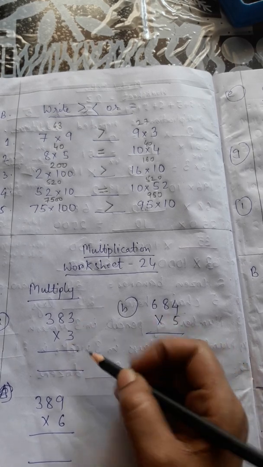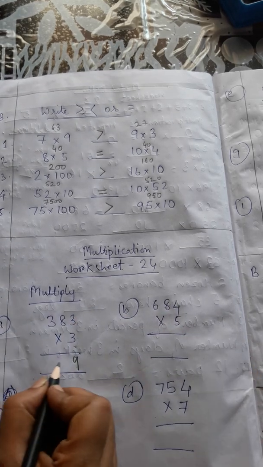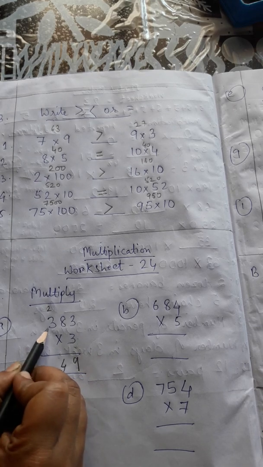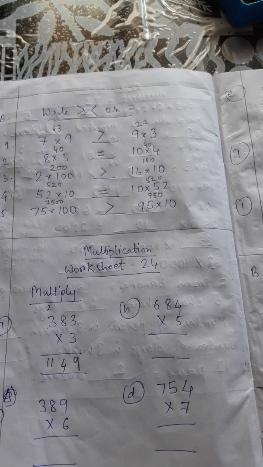So 3 3s is how much? 9. 3 8s is 24. So put 4 and carry 2. Now see, 3 3s is how much? 9. 9 plus 2 will be 11. So the answer is 1149.